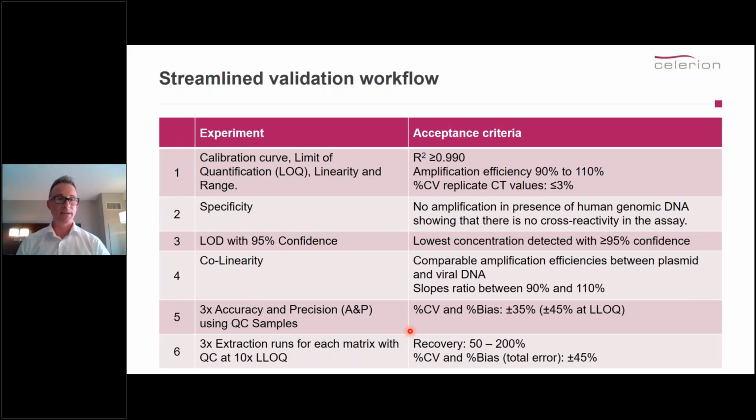We've set up a streamlined validation workflow, which comes in 6 distinct steps, and 1 step needs to be completed before you can move into the next step. It starts off with just looking at the qPCR calibration curve, limit of quantification, linearity, and the range, with acceptance criteria, which are pretty much standard in the industry. Specificity as well, you want to see no amplification in presence of human genomic DNA, showing that there's no cross-reactivity of the assay. And then your LOD experiment, very, very important again. So I'm sure you can use the same approach. Again, your 8 replicates, and you detect at which point you can still detect with 95% confidence a positive result.